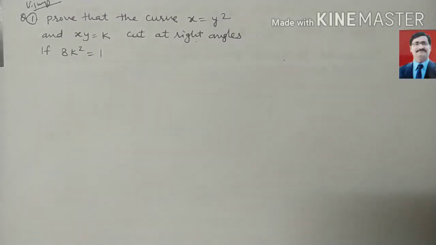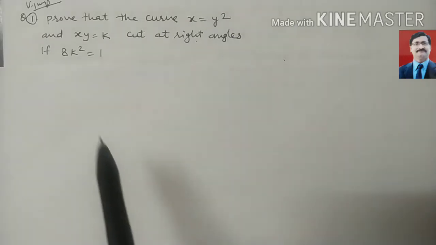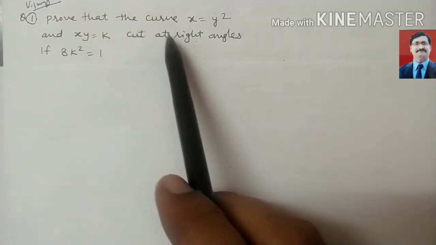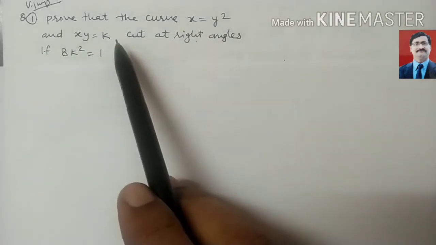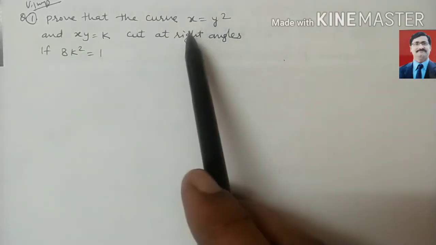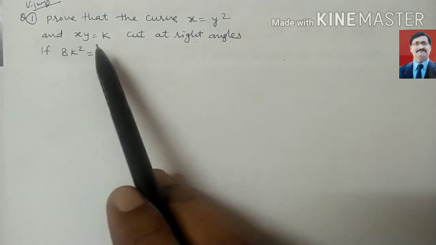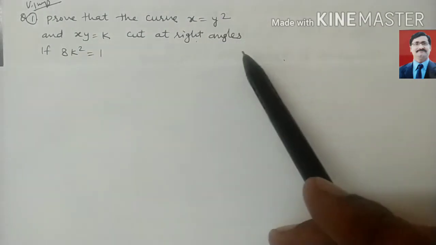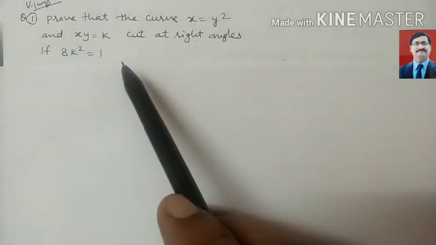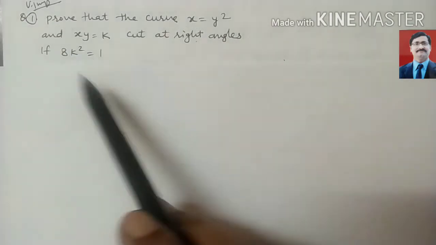Good morning, students. We have to do one question. This is a very important question. Prove that the curves x equal to y square and xy equal to k cut at right angles if 8k square equal to 1. This we have to prove.